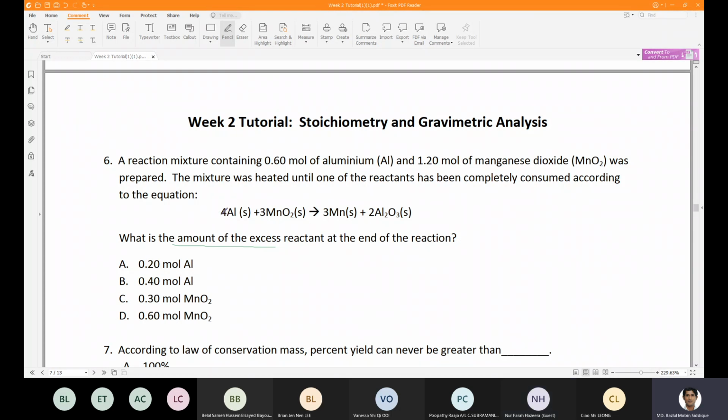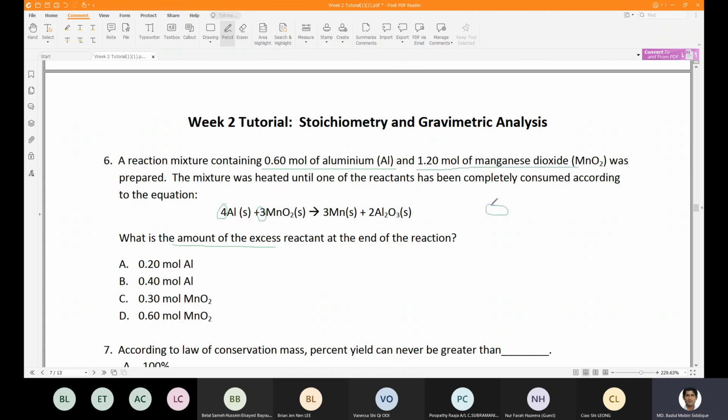But first of all, I was asking that if I look at the reaction, the first thing I understand is that this reaction is 4 moles of aluminium reacting with 3 moles of magnesium oxide, isn't it? Yeah. So this is the first thing that you should look at. Okay, 4 moles of aluminium reacting with 3 moles of magnesium oxide. And thank you for giving me the advance information that I should divide by the stoichiometric ratio. So I have 0.6 mole of aluminium, and I have 1.2 mole of magnesium dioxide.